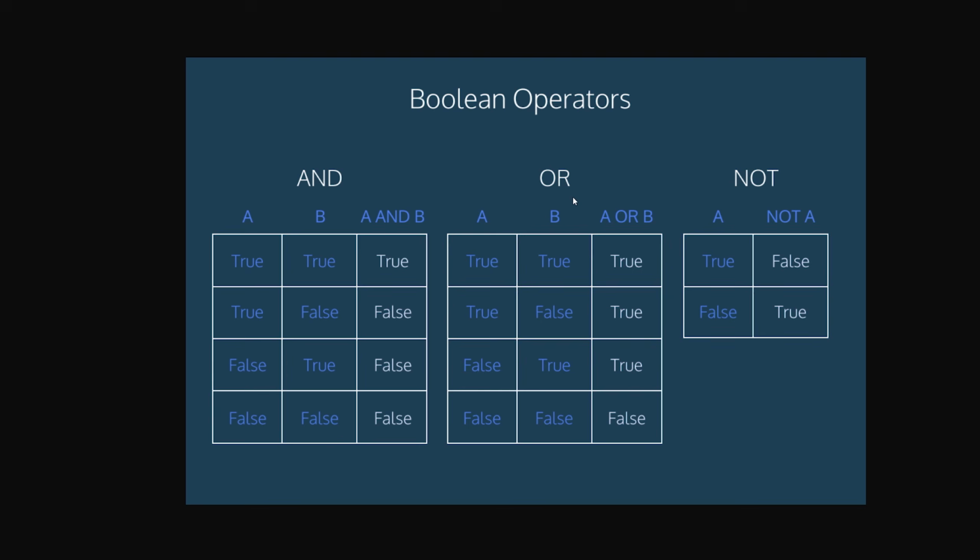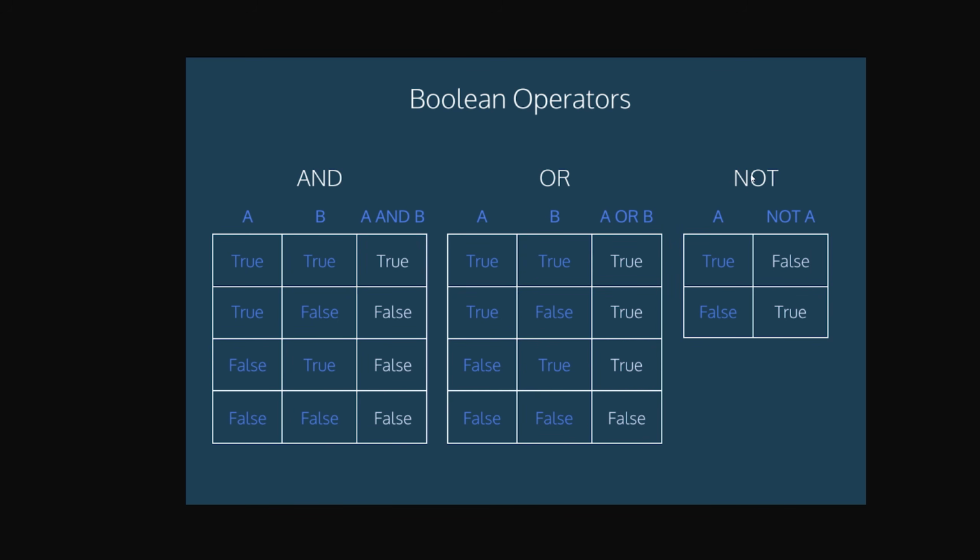Now we have OR. For OR, just like the name implies, only one side needs to be true. So if we have true and true, at least one is true, they're both true, so it's true. True and false is true. False and true is true, because both of these have one true each. And then false and false is false, because both of them are false, so you need at least one to be true for it to evaluate to true.